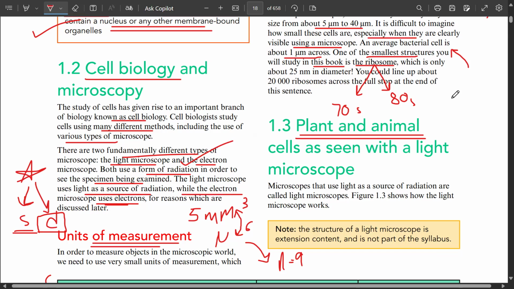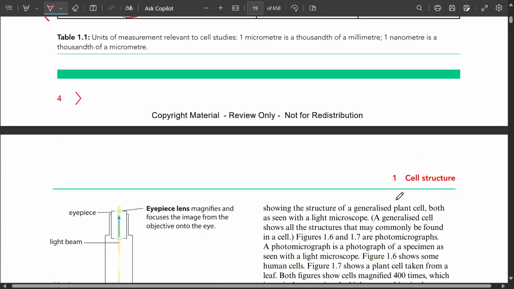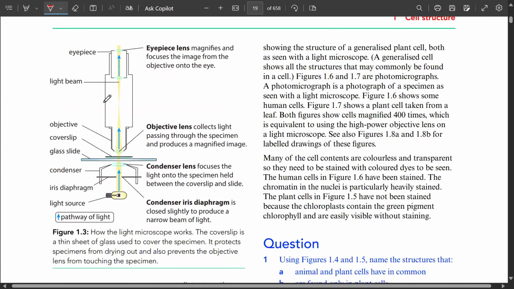Amazing. Good. Okay. So when we observe plant and animal cells with a light microscope, that diagram you already know, and I'll be giving you right now a question to draw those as well again. Microscopes that use light as a source of radiation are called light microscopes. Figure 1.3 shows how a light microscope works. This is a simple light microscope. It uses light as a radiation.